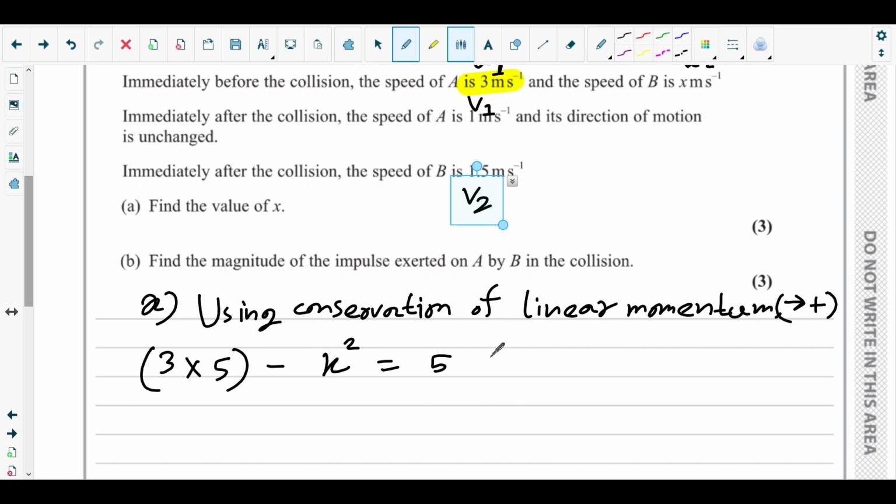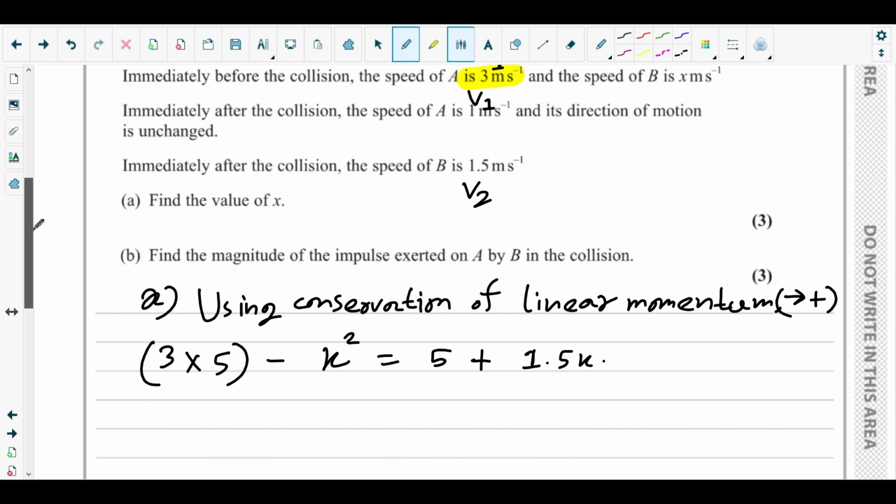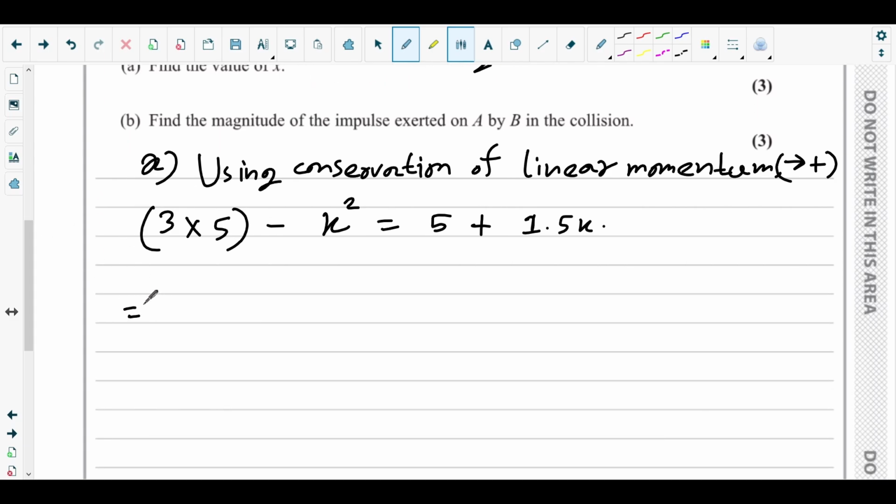Reversed. So that would become also what? Since it is towards the right direction now, particle B, so that would be positive. So there is 1.5, what's the mass? Okay, 1.5 times x. M2 is x, and after the collision the speed of B is 1.5 meter per second. Now you just need to calculate the values.